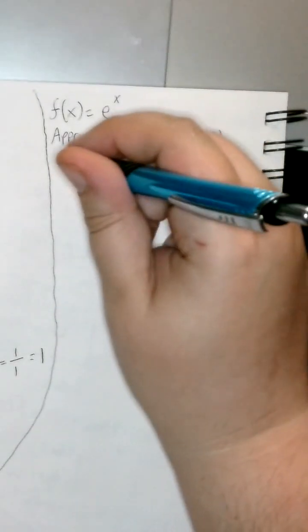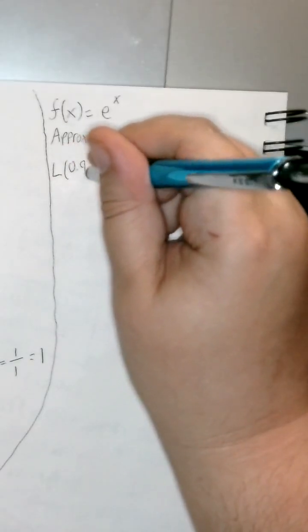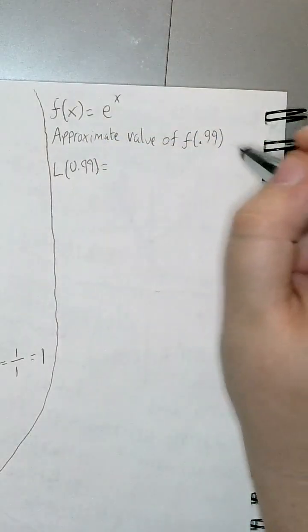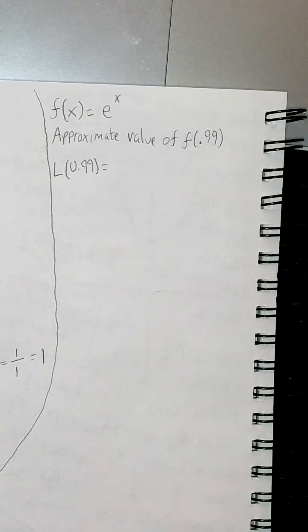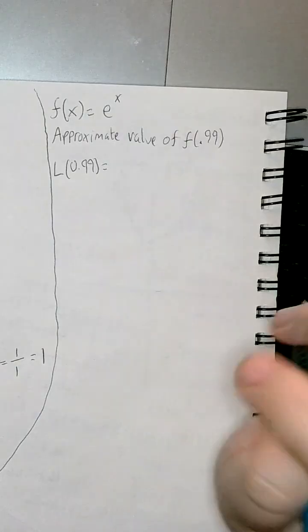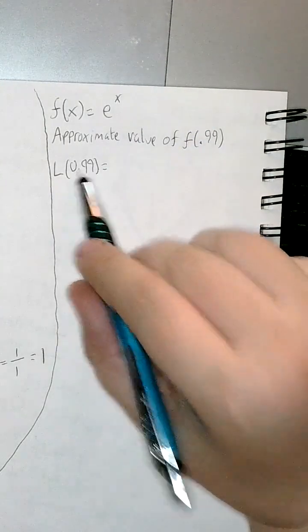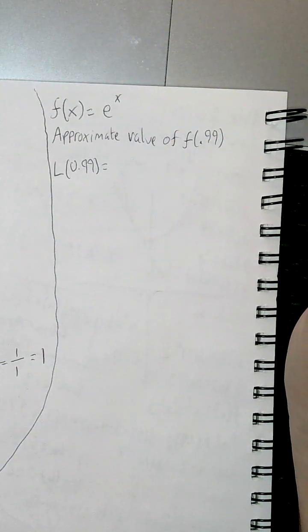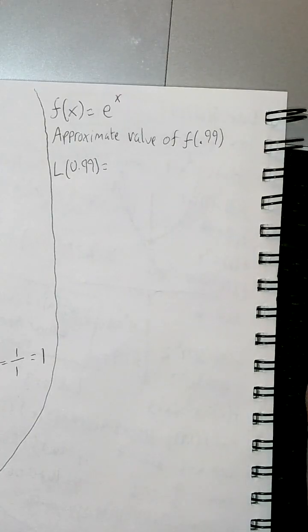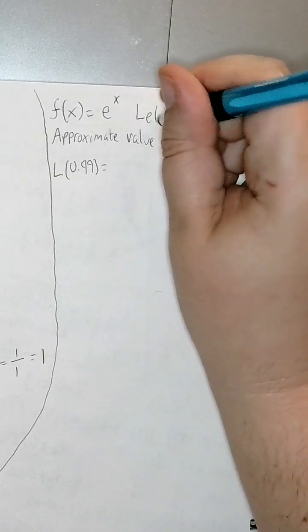So remember, L of 0.99 is going to equal, well, I need to choose an A that'll get me something halfway nice when I plug in for x. What should I let A be that's relatively close to 0.99? Rada says 1, 505 says 1. I agree. So let's let A equal 1.